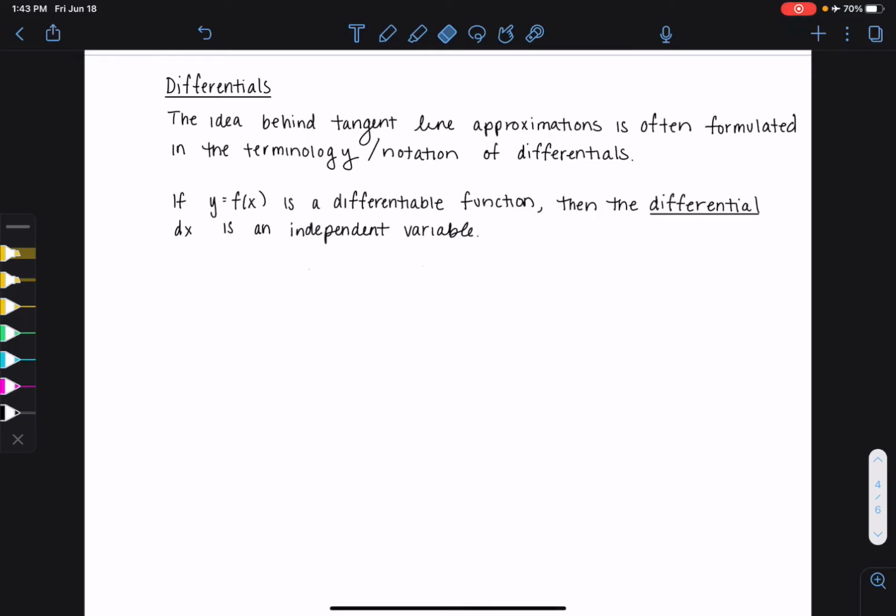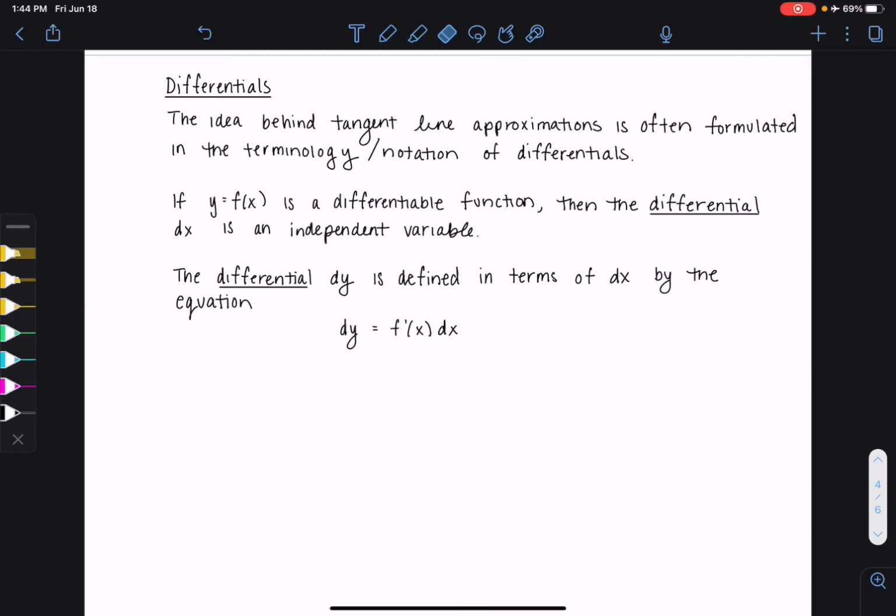So if y equals f of x is a differentiable function, then this differential dx is considered an independent variable, and it's kind of representing the change in our x value. The differential dy, on the other hand, is defined in terms of dx, and it's given by the equation dy is the derivative times dx. So your differential dy is dependent.